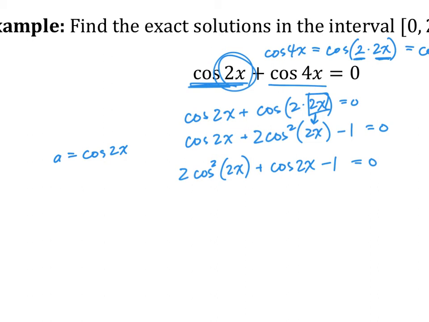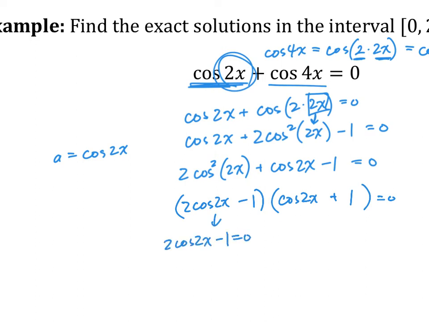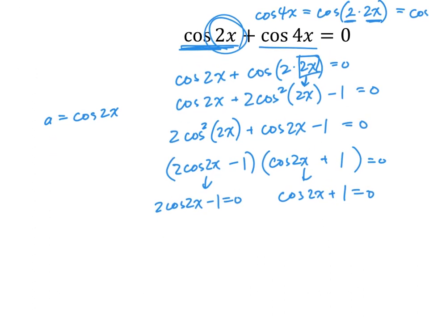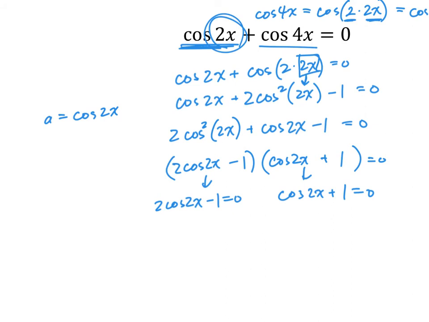All right, so let's factor this. 2 cosine 2x, and then this part is cosine 2x, plus 1, minus 1 equals 0. Okay, so 2 cosine 2x minus 1 equals 0, and cosine 2x plus 1 equals 0. Solving the left-hand side, cosine 2x equals 1/2. On the right-hand side, cosine 2x equals minus 1.